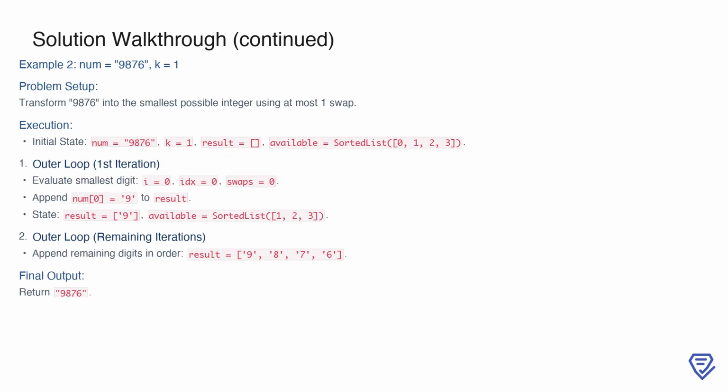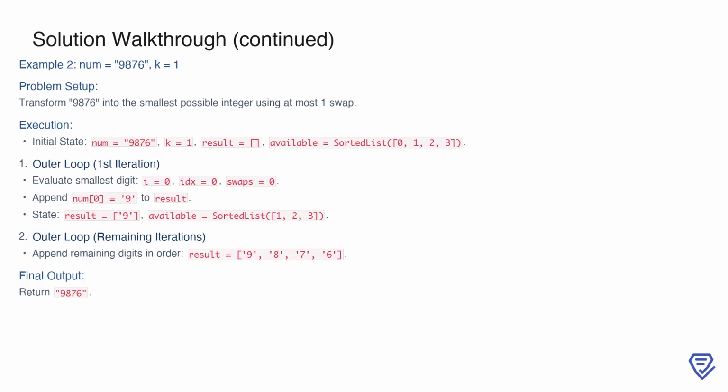In the second example, we work with the number 9,876 and are allowed only one swap. We initialize our variables similarly, with the result list starting empty and available containing all the digit indices. In the first iteration of the outer loop, we evaluate which digit can be placed in the first position. Starting with index 0, we find that the digit 9 is already in the optimal position, requiring 0 swaps. We append 9 to the result and remove its index from available. The result is now 9, and the remaining indices are 1, 2, 3.